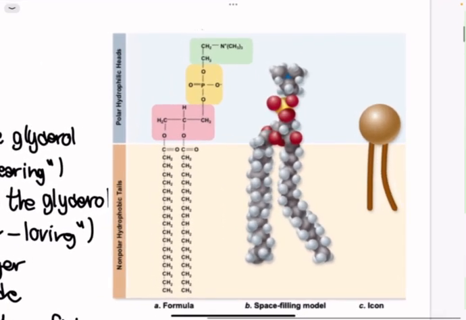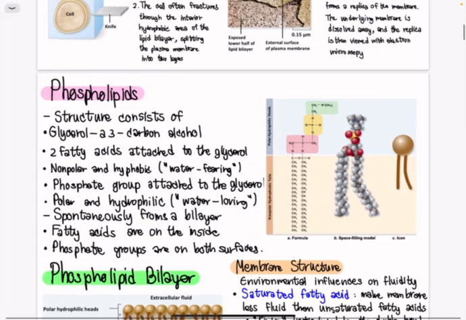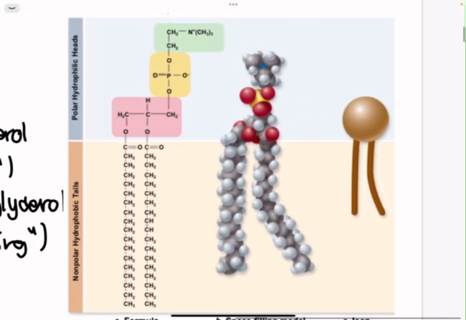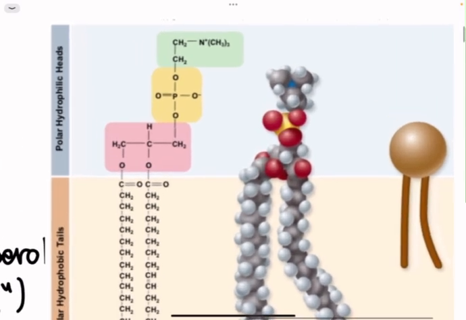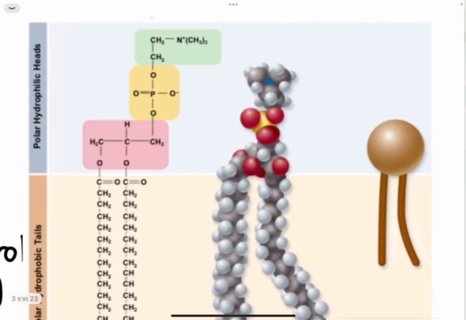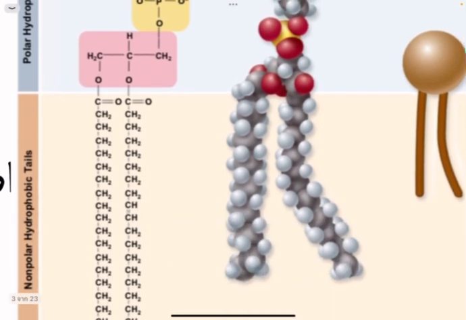This is a phospholipid bilayer. The head is polar and the tail is nonpolar. The head consists of the red one, which is glycerol, and the yellow one, which is the phosphate group. The tail consists of fatty acid.